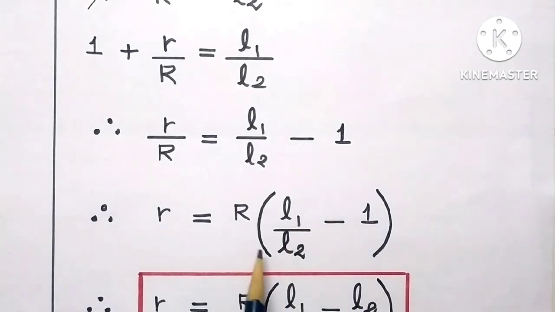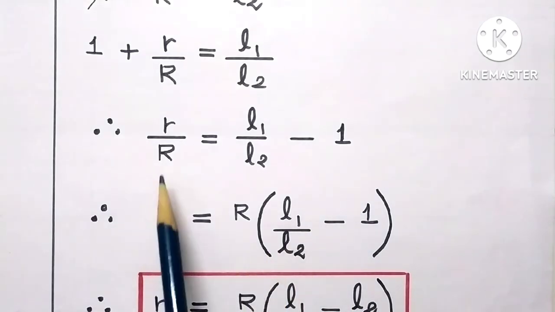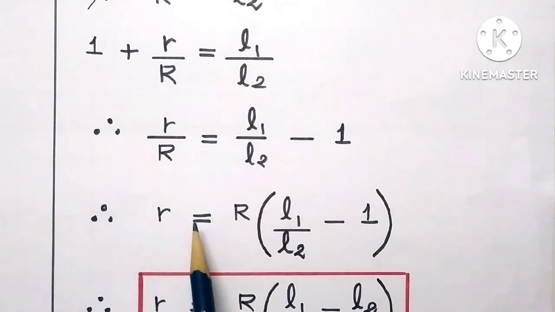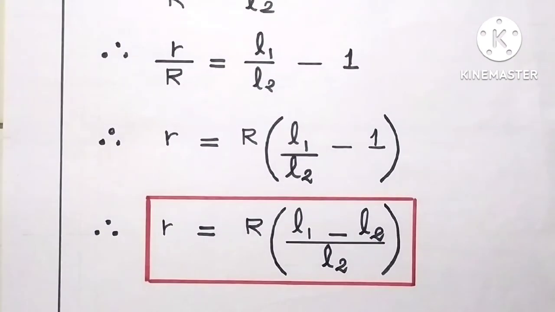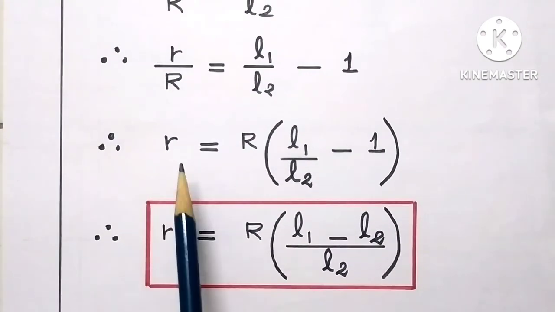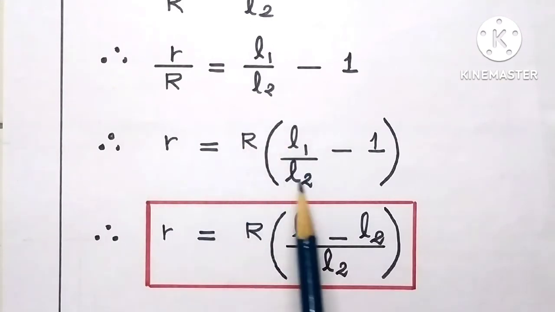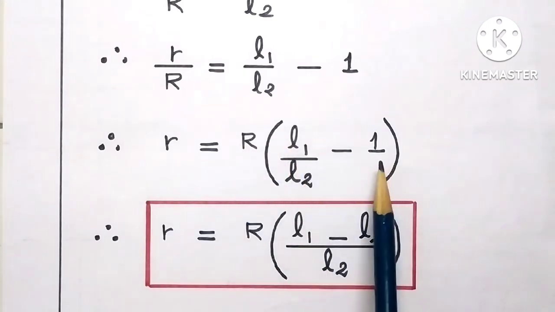In the next step, if we take this R this side, it will go up over here. So small r is equal to capital R into L1 by L2 minus 1. So we get an expression of this kind. r is equal to capital R into L1 by L2 minus 1.